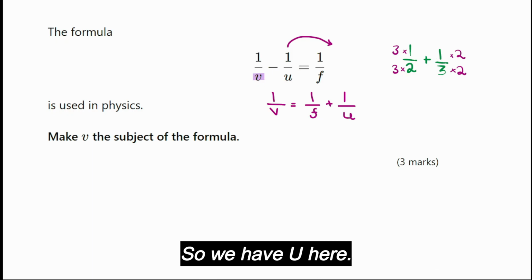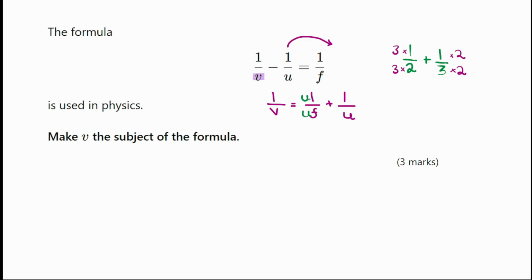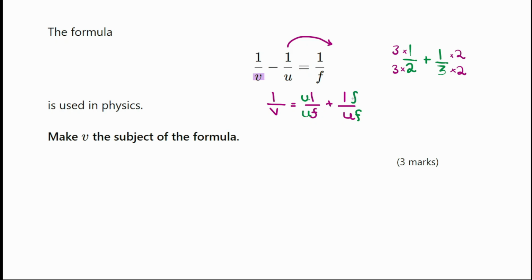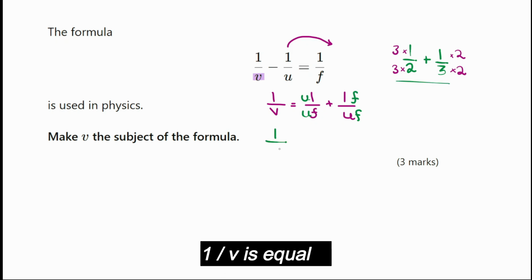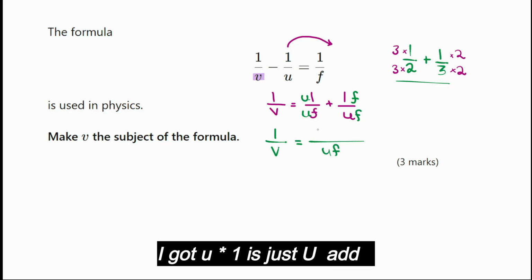So we have U here, so I'm going to multiply this one by U. And I've got F here, so I'm going to just multiply both of these by F, just like this one here. Now what do we get? 1 over V is equal to common denominator is UF. I got U times 1 is just U, add F.